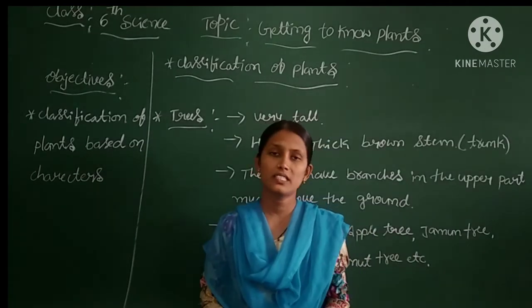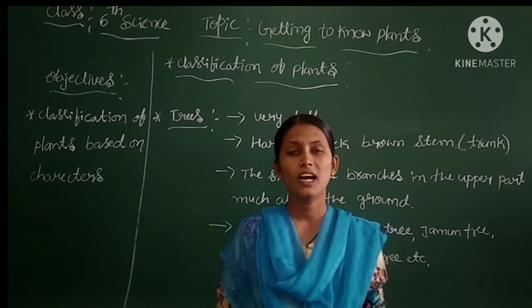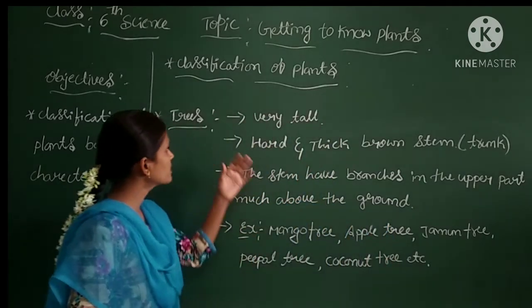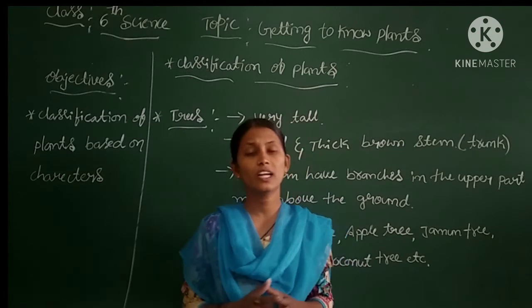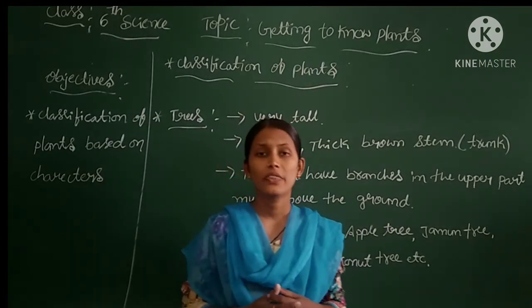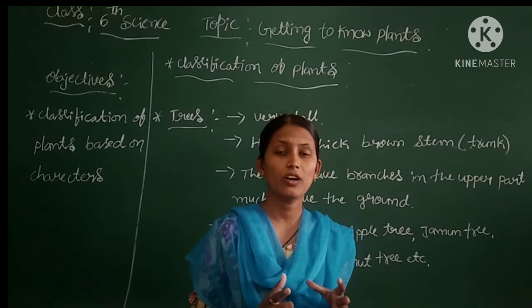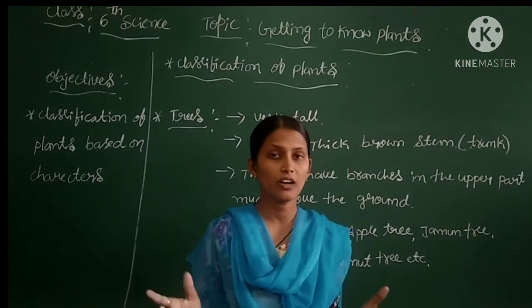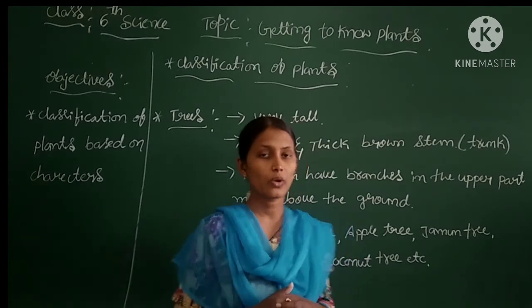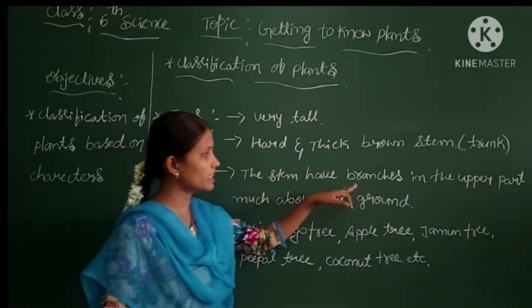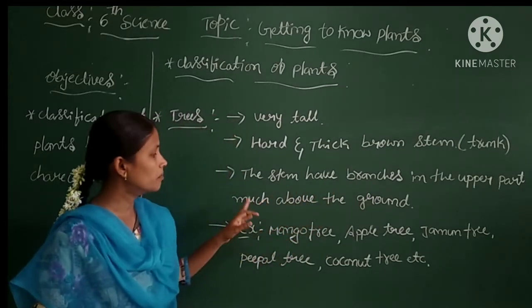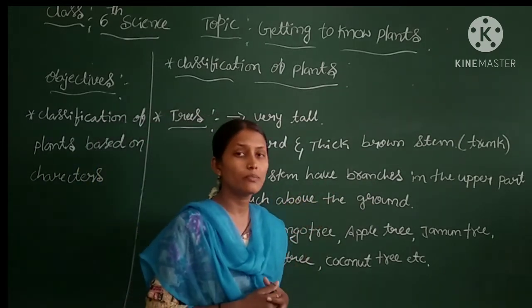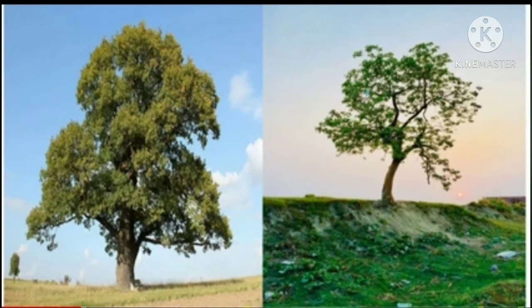Now let us discuss the next type of plant and its characteristics. The next type is trees. You might have observed that trees are very tall, and the stem of a tree is very hard and a thick brown color. That is, the trunk is very hard and very thick in nature. Next, the stem has branches in the upper part, much above the ground. You might have observed that the branches of a tree are present in the upper part of the plant, that is, above the ground.